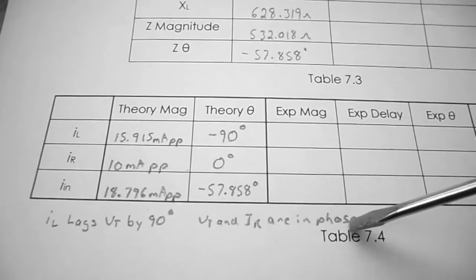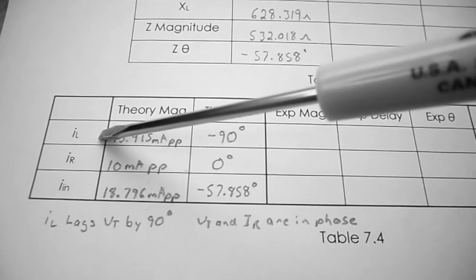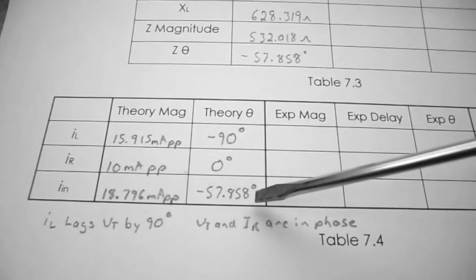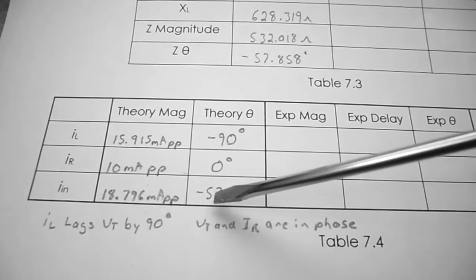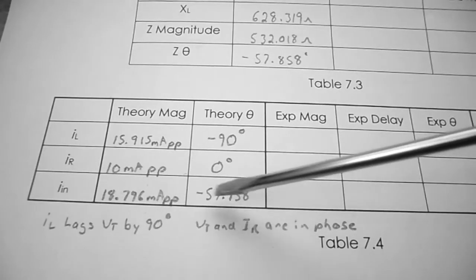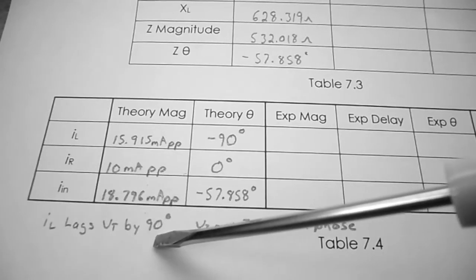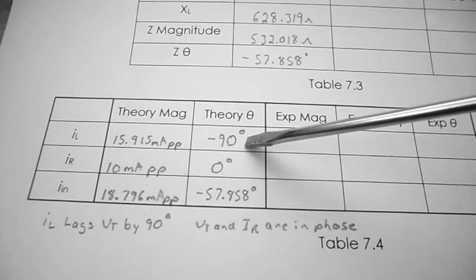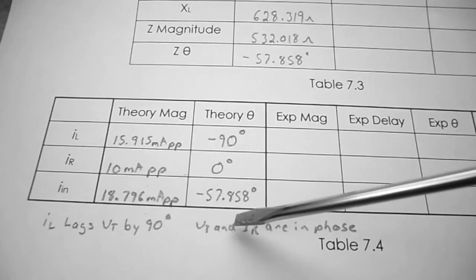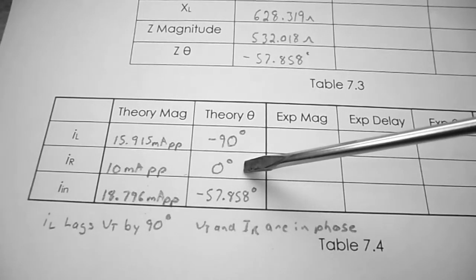So in table 7.4, I've filled in my theory for IL, IR, and IT. The phase angle for IT is going to be minus 57.858 degrees. Remember, IL lags VT by 90 degrees, so the phase angle for IL should be minus 90 degrees. And VT and IR are in phase, so IR's phase angle should be 0 degrees.